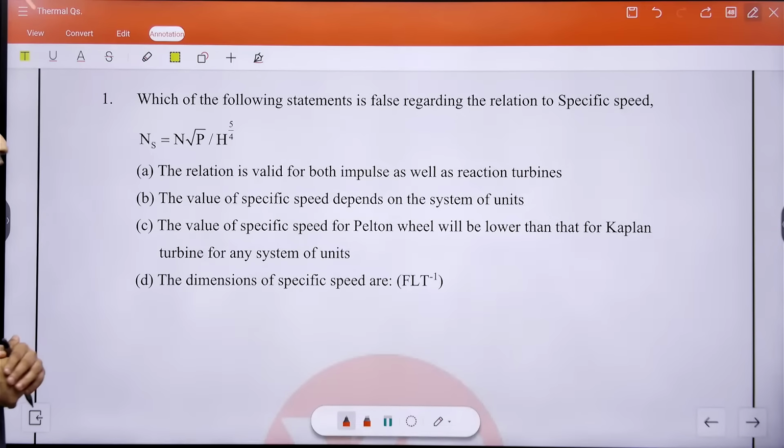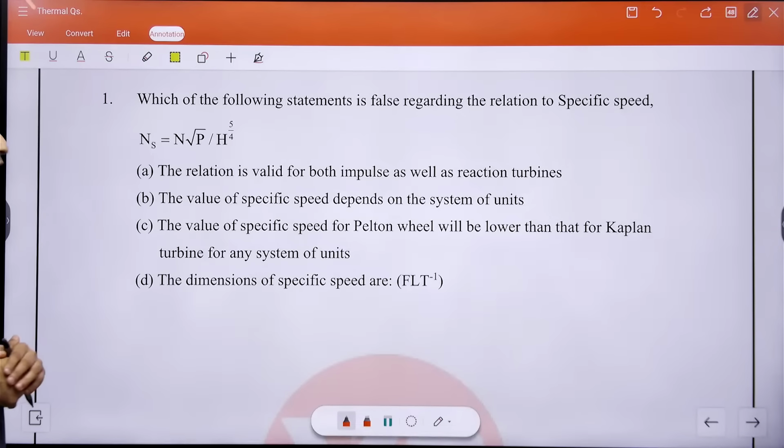Now what does this tell you? The specific speed parameter is used for comparing different types of turbines as well as different types of pumps which are operating under the same parameters. Let us suppose they are operating under the same head or the same power. Correspondingly, we can find which is the most suitable turbine with the help of the specific speed. Now just read the relations here.